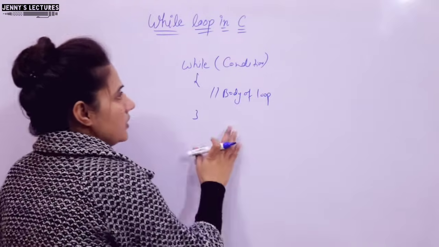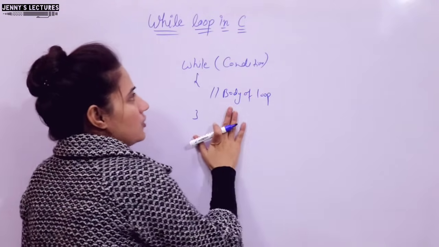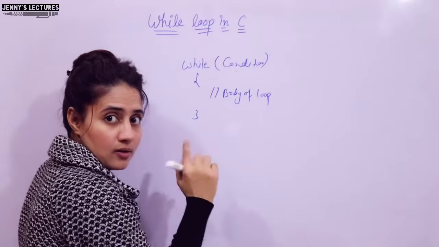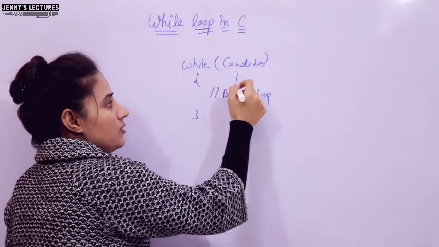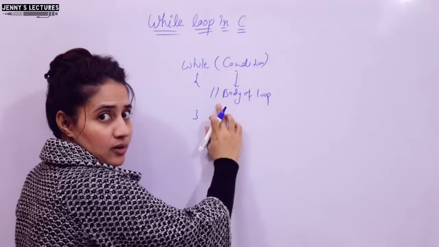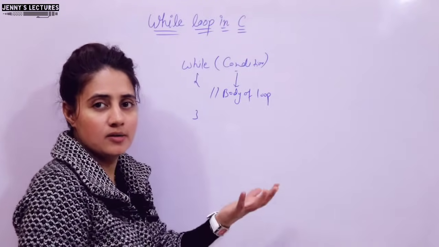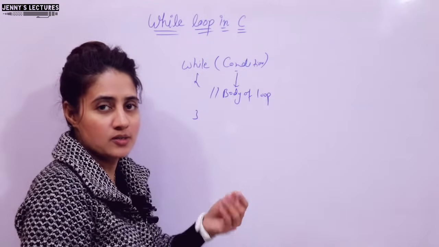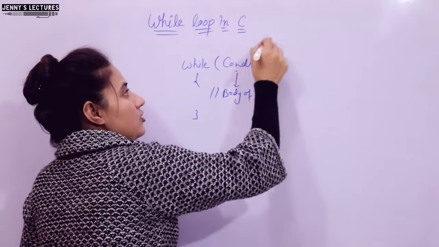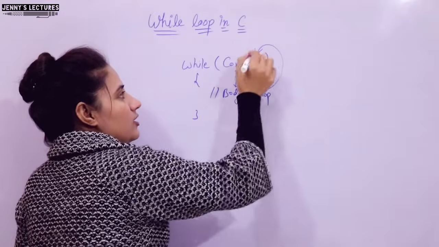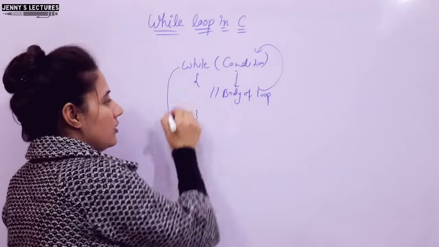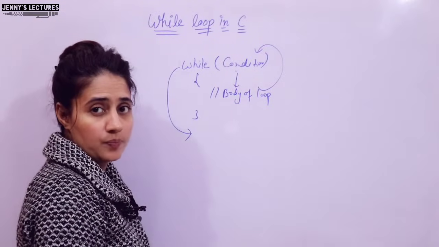Now see, this is the general syntax. So first of all the condition would be checked. If this is true, then the body of the loop would be executed. After that, here only we will do some update kind of thing, like plus plus or minus minus. Then again the condition would be checked, again the body of the loop, again the condition would be checked. If the condition is false, then only control will go out of the loop.